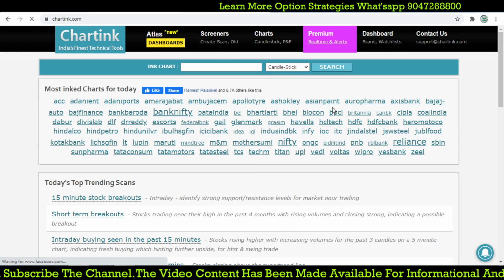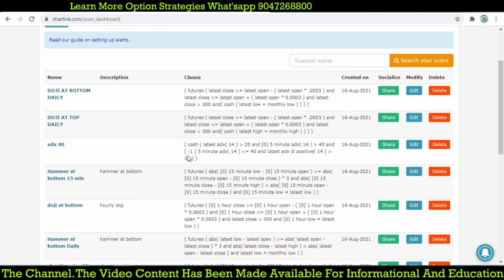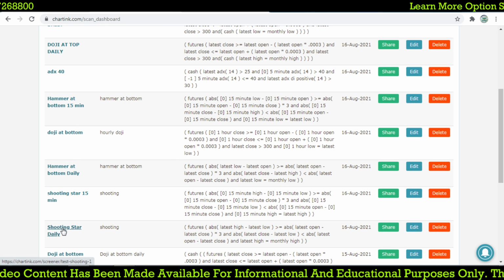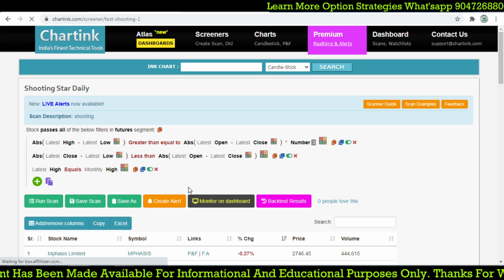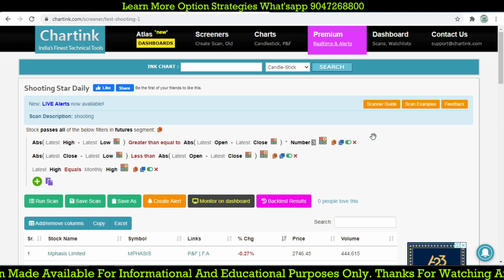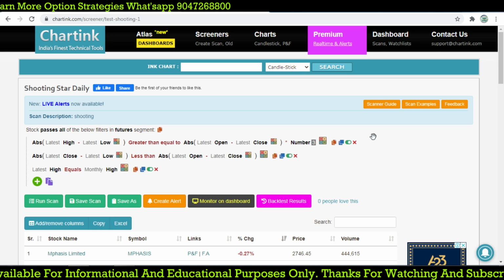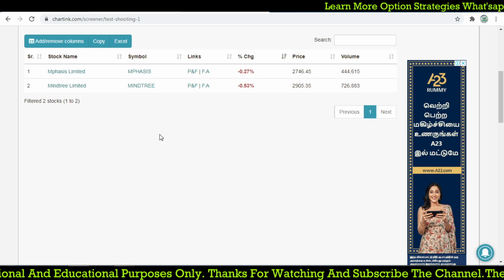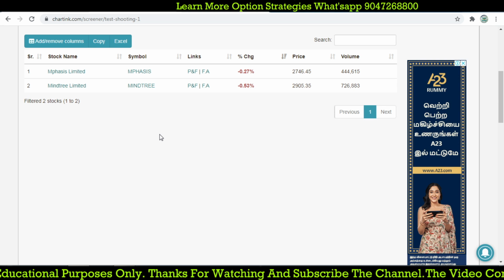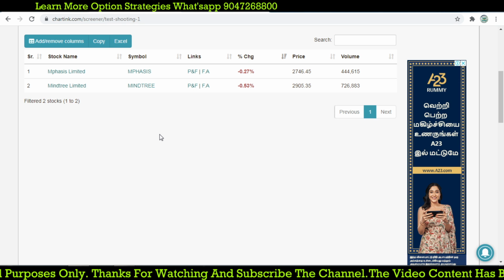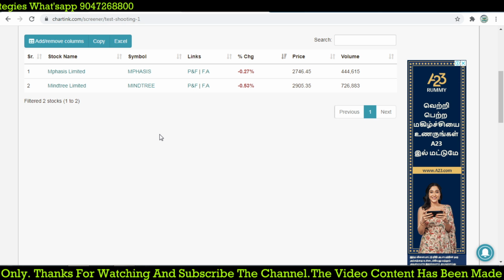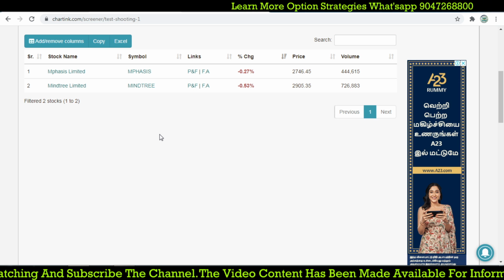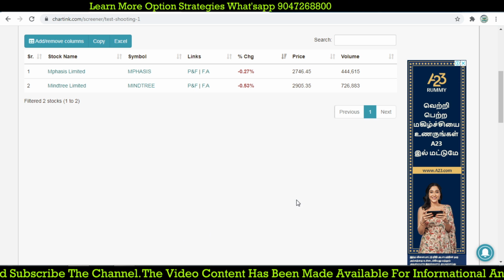Let's go to the dashboard, where I have already created the code. Let me show you the shooting star on a daily basis. Here I just created a scan for a shooting star forming on a daily basis, and it forms at the highest of the month, the highest price. Because we are expecting a reversal kind of trade whenever it happens at a highest level, we have more probability to make profit on the reversal trade, right?